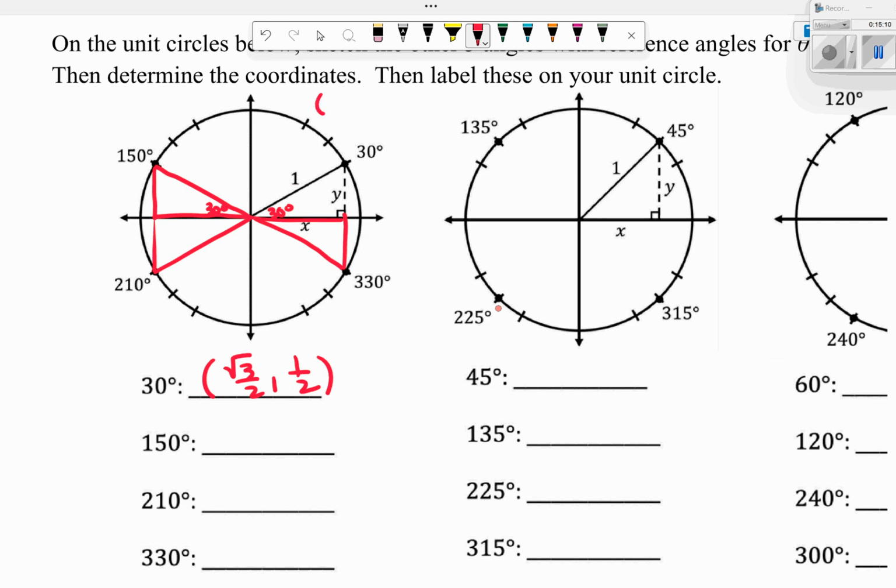So remember, in quadrant 1, all your points are positive. In quadrant 2, x is negative, y is positive. In quadrant 3, negative x and negative y. So this would be negative, negative. And in quadrant 4, this would be positive x and a negative y.